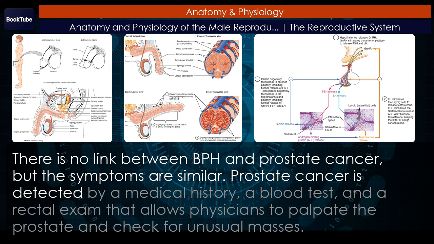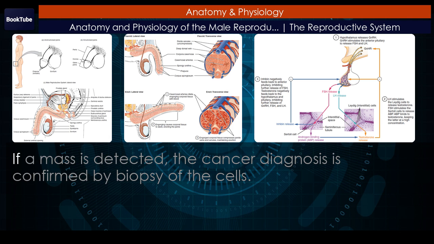Prostate cancer is detected by a medical history, a blood test, and a rectal exam that allows physicians to palpate the prostate and check for unusual masses. If a mass is detected, the cancer diagnosis is confirmed by biopsy of the cells.